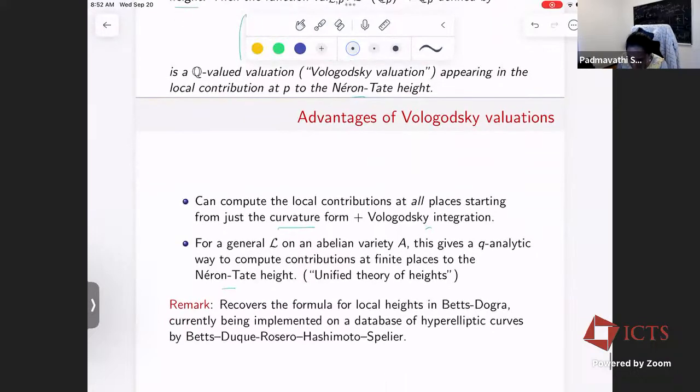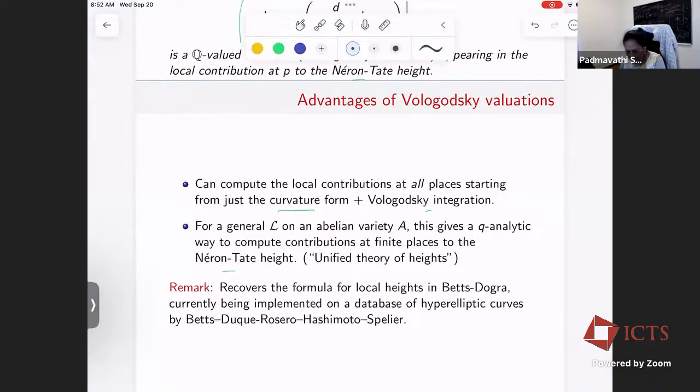So I must say, there's also recent ongoing work. I think this was mentioned in Jen's talk, to carry out the computation of the local contribution at places away from P using the formula that shows up in work of Alex and Nathan, on a database of hyperelliptic curves by Alex Betts, Juanita Ruzero, Sachi Hashimoto, and Pim Spellier. And it takes as input the data of how the correspondence acts on the de Rham cohomology of the curve.